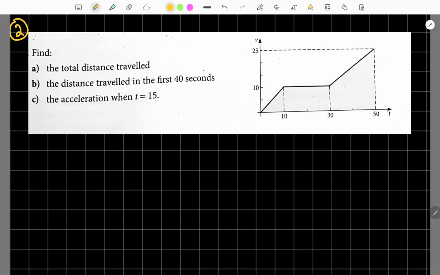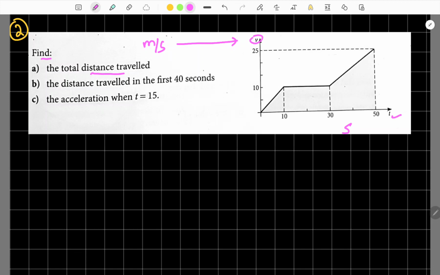Okay beta, let's take a look at our question number 2, right beta? So again, all speeds are given in meters per second, right? And obviously time is in seconds. Clarity beta? ठीक हो गया? अच्छा जी, let's read the question. Find the total distance traveled.